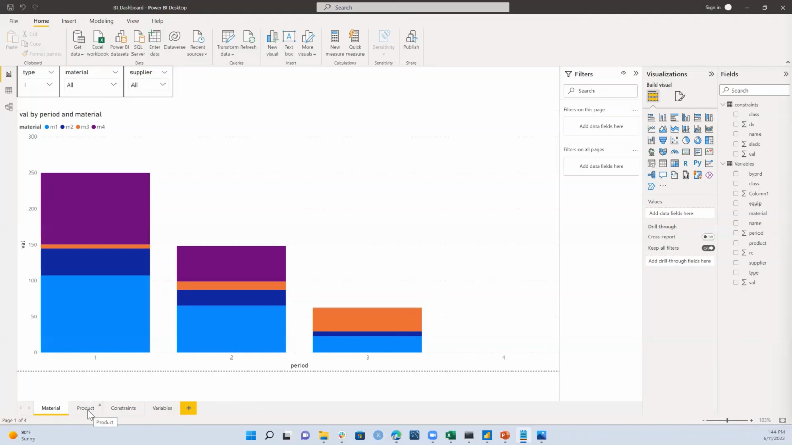The second tab is for looking at your production for various products on various processes or equipment. And then I've got two real simple tables for constraints and variables in these two tabs. But we're going to start with this material tab.